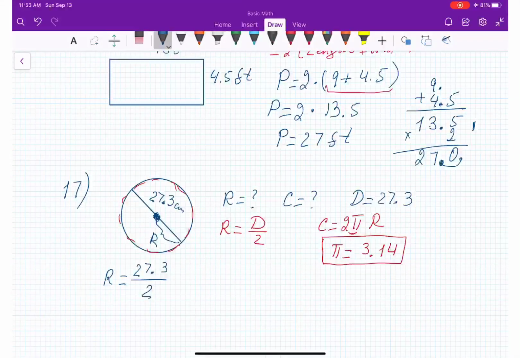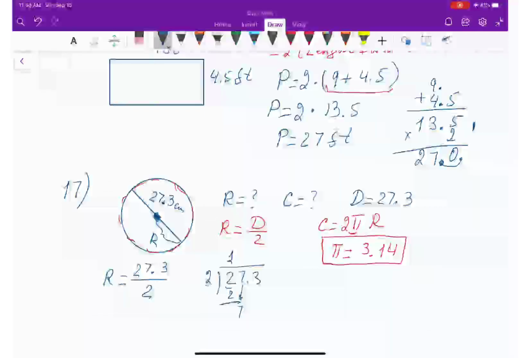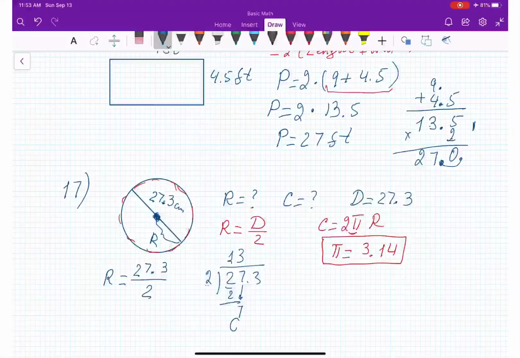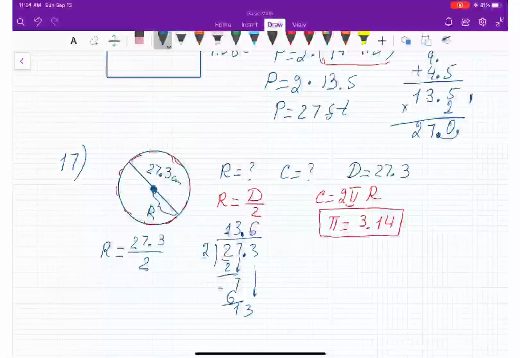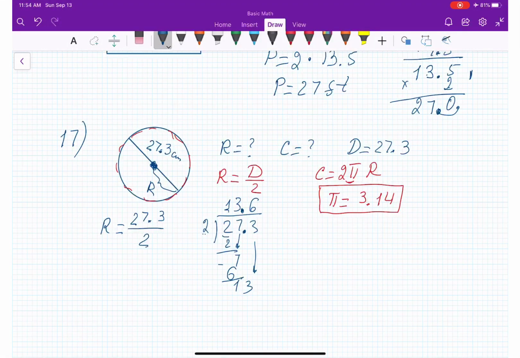Let's divide. 27.3 divided by 2. Taking this 2, 2 divided by 2 is 1. Next, bringing down 7. 7 divided by 2 will be 3 times 6. Because here we have a decimal, I put a decimal here also. Remainder is 1. Bringing down this 3 now. 13 divided by 2 is going to be 6 times. 6 times 2 is 12. Remainder is 1.